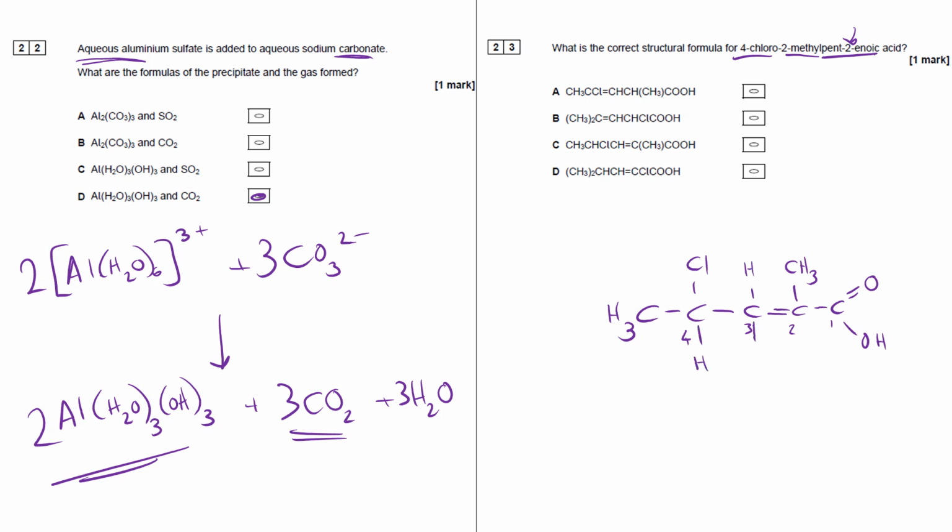Add in the remaining hydrogens, and then breaking that down, we've got CH3, CHCl, CH, apologies, I put in an extra hydrogen there so we can get rid of that one because there's a double bond. C bracket CH3 coming off it, and then COOH. Then you look at the question and you work out which one it matches up to, which is C.